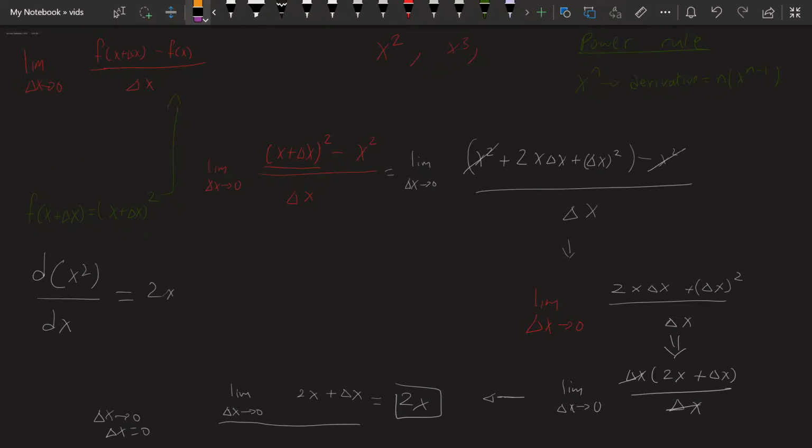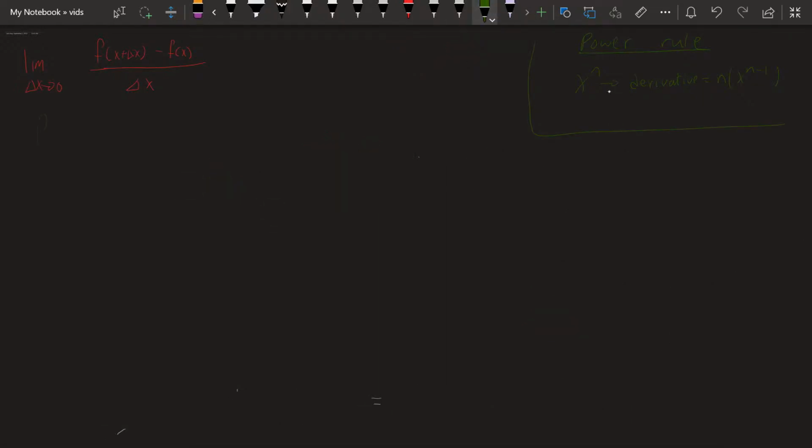Now let me prove that the derivative of x cubed is equal to 3 multiplied by x squared using the power rule, right? So using the power rule, now let's say that f of x is equal to x cubed, and f of x plus delta x is equal to x plus delta x all cubed, right? Let's substitute it into the derivative. We're going to get x plus delta x all cubed minus x cubed over delta x, limit as delta x goes to 0, right? Let's factor out the numerator.